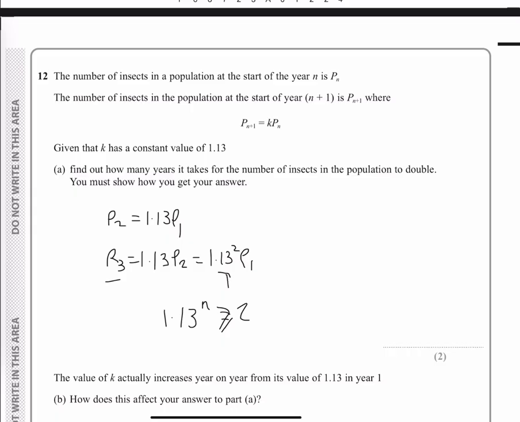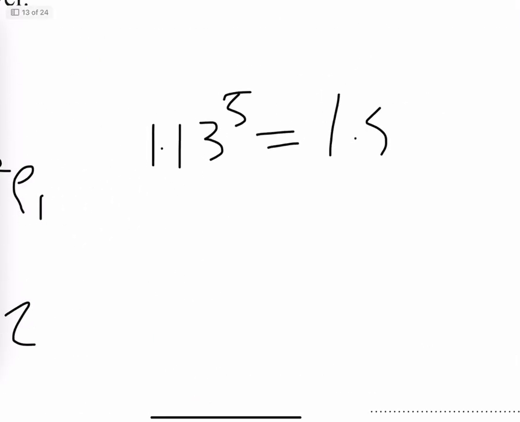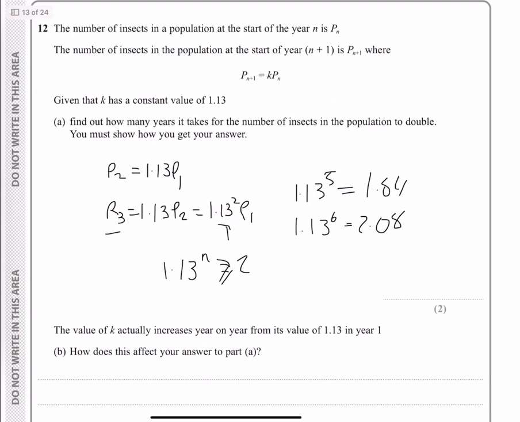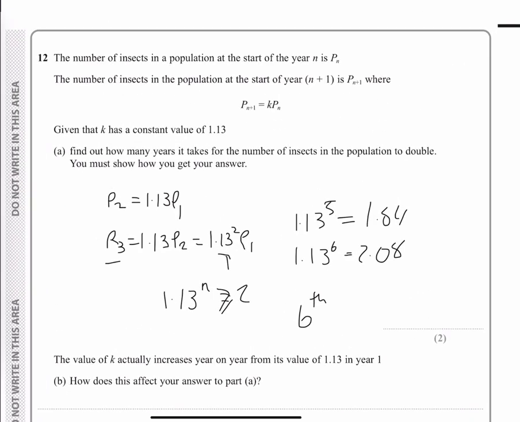And initially I'm thinking, well, what are we going to do about that? So just type in some numbers of 1.13 and then you should be fine, okay? 1.13 to the 5 will give me what? 1.84, okay? So that's not enough. To the 6? Yeah, that's 2.08, so it's 1.13 to the 6 equals 2.08. So it's on the 6th. Okay?